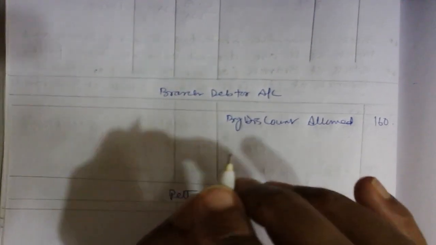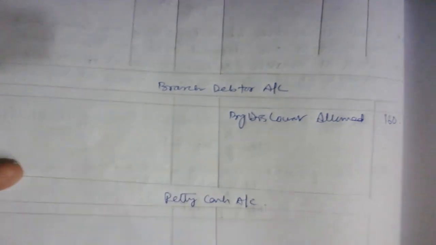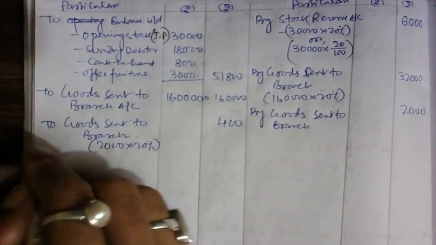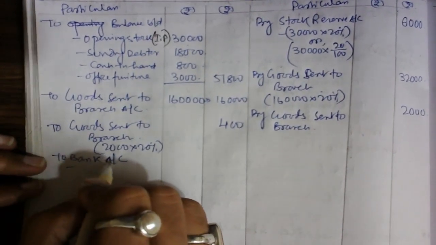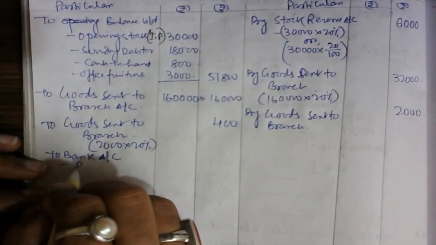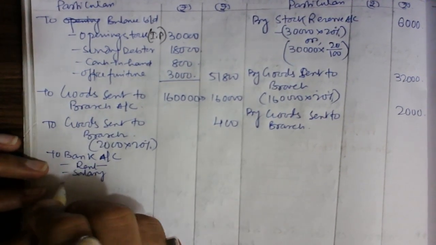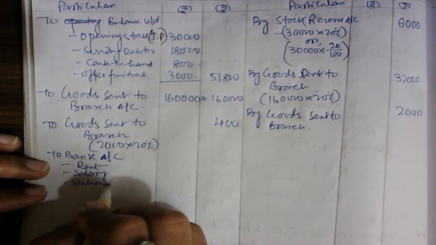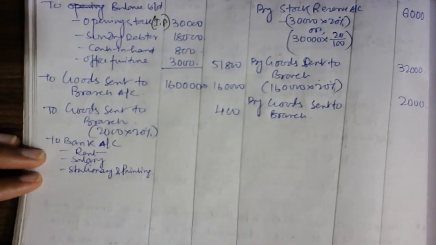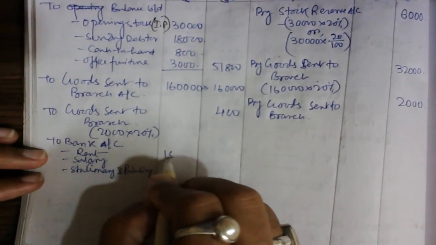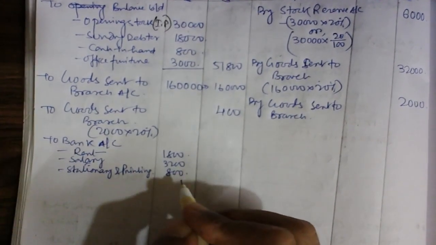After this, expenses paid by the head office. So any expenses paid by the head office, it should be debited to the branch account. So you can write to bank account, and you can write rent, salary, stationery and printing. Correct. How much is that, sir? 1,800, 3,200, 800. ठीक है, 800.